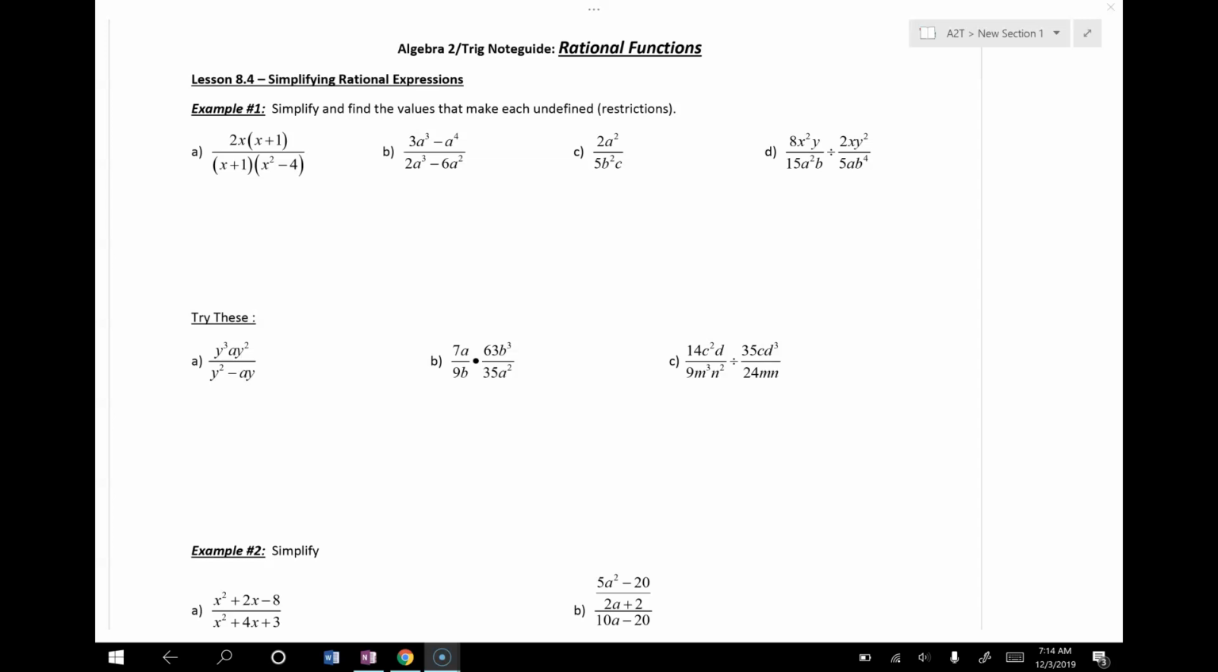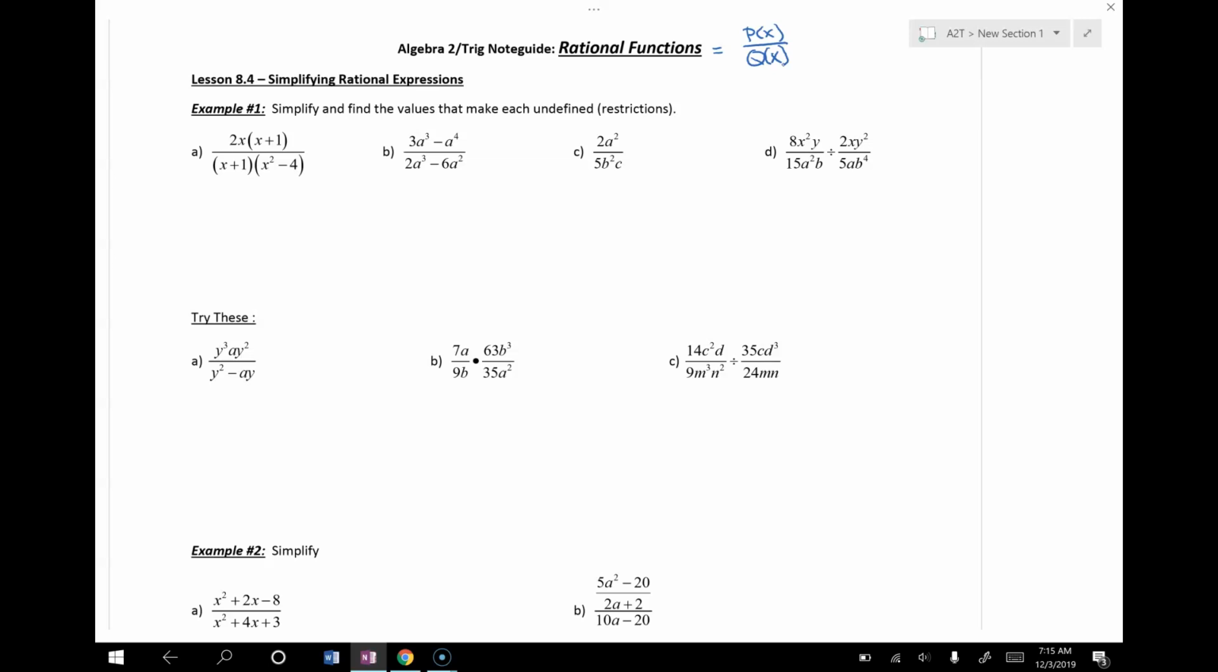So when we're talking about rational functions, you're talking about functions that are in the form of some polynomial over another polynomial. Remember, polynomials could be a monomial, so a number, a variable, a combination of the two. Could be a binomial, trinomial, and so forth. So we're looking at just these polynomials written in fraction form.